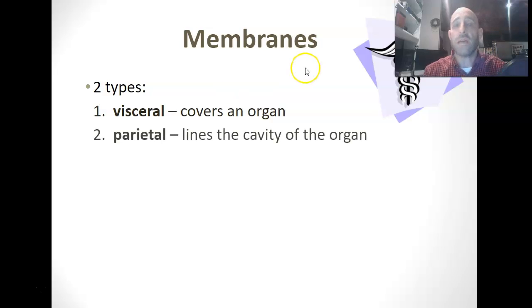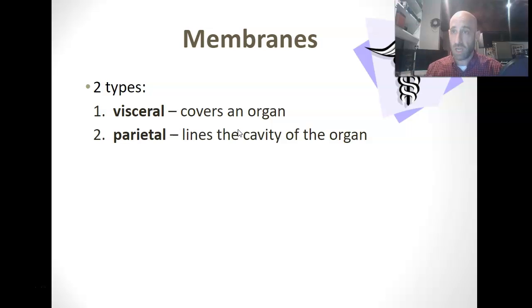There are really two types of membranes when we're talking about membranes around organs. There's the visceral membrane and the parietal membrane. Now, the visceral membrane, the word viscera actually means organ, and that's what's actually on the organ itself. It covers the organ. And then the parietal membrane lines the cavity where the organ lives.